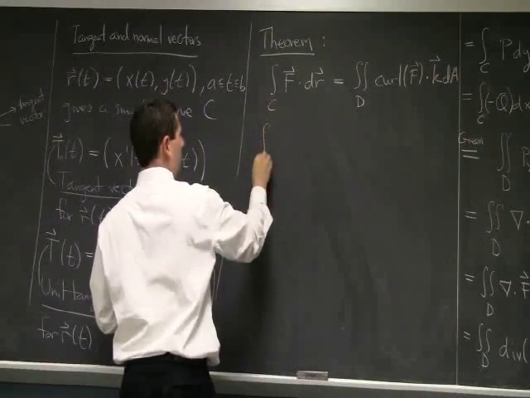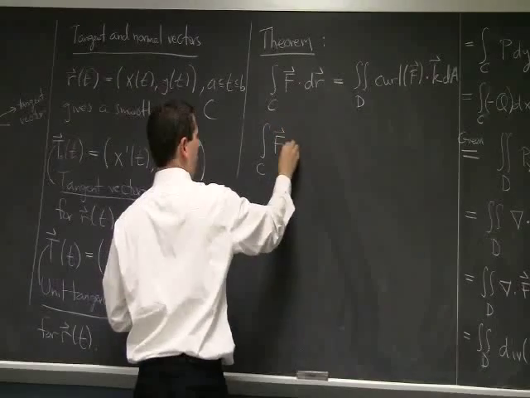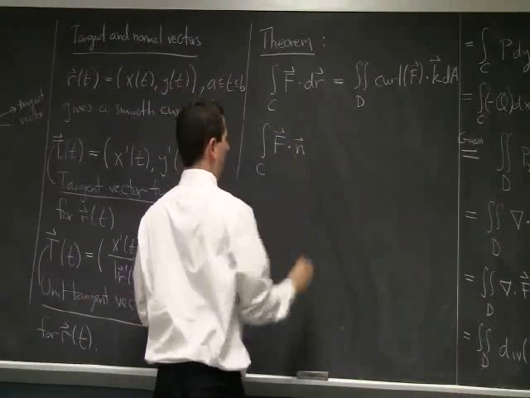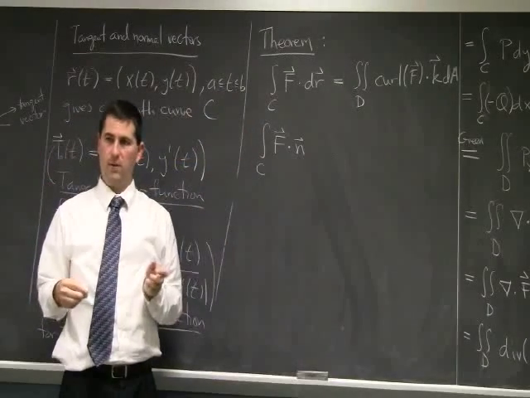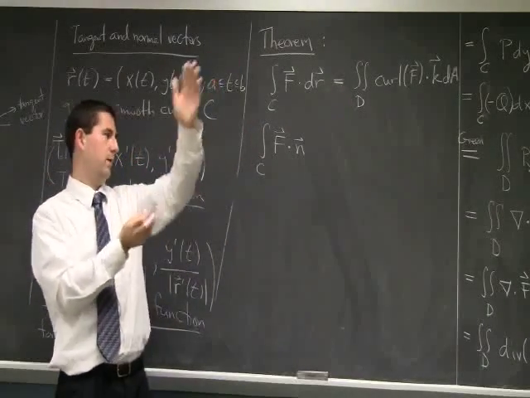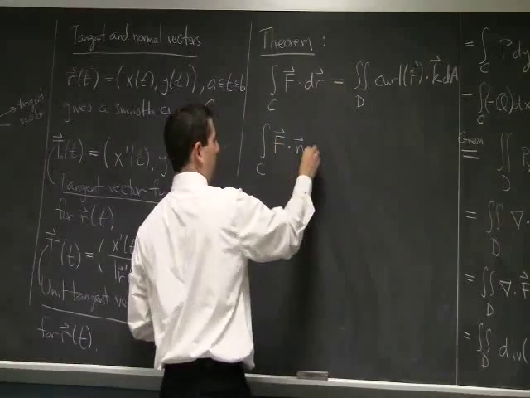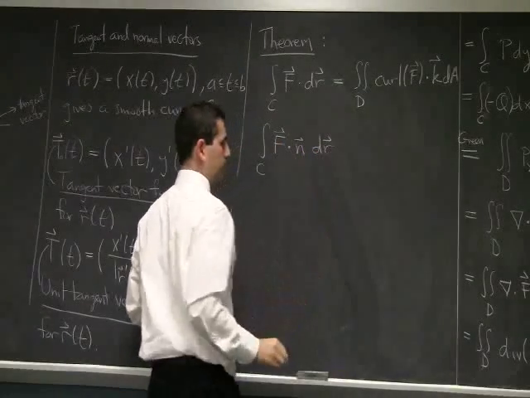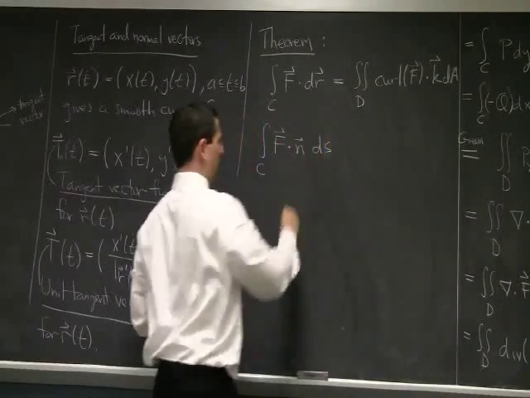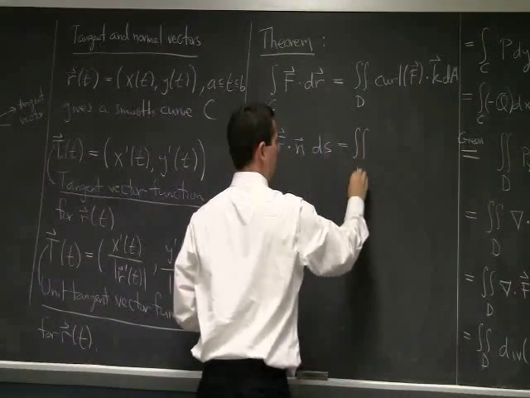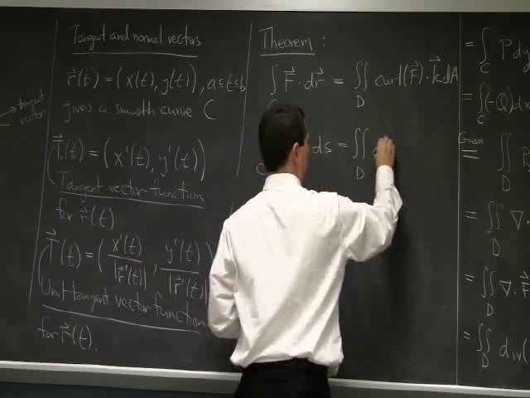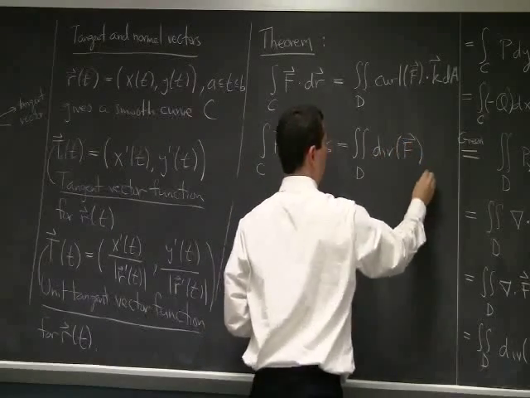And the second one is that if you look in the normal direction of the vector field, right, so the normal to the vector field, and you integrate that with respect to s, this is the double integral of the div, the divergence of f.